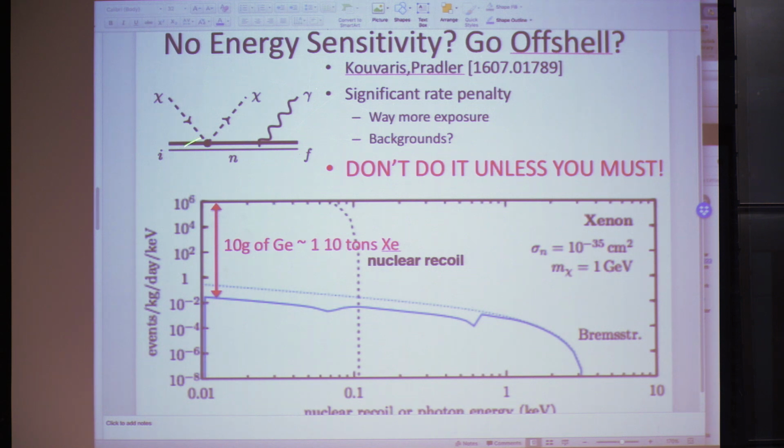So we really should think about this idea of the rate penalty. And I would argue that you shouldn't do it unless you must. So if you have that lying around, you should go down that path, and you should, of course, look at it to see if you can see it. But on the other hand, 10 to the minus 6 is a big rate penalty to pay. So we should be careful and not go off shell unless we have to.